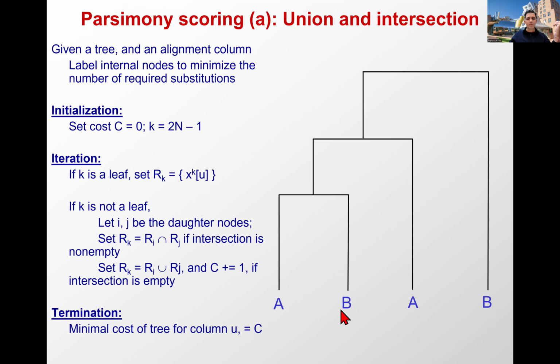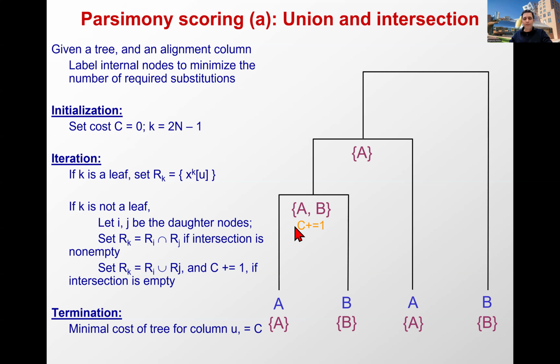So if I have an A and a B here, what are the possibilities for the ancestor? Either A or B. Okay, so I'll just choose the set A or B. And what is the cost? The cost is 1, either because I changed that ancestral A into a B here, or because I changed that ancestral B into an A by mutation event along this branch. 5, 4, 3, 2, 1. Who's following with me? Awesome, great.